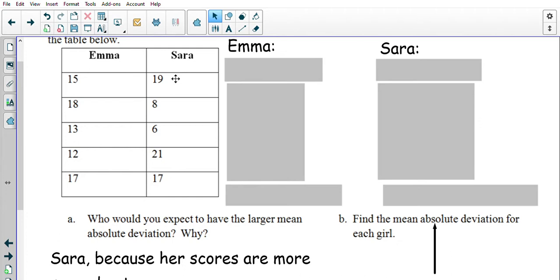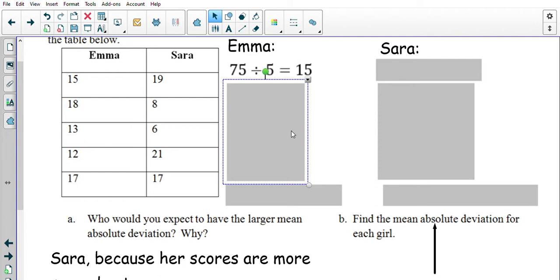So let's begin with Emma and let's find the mean absolute deviation for Emma's scores. So the first thing you need to do is find the mean of her scores. Pause the video and find the mean of Emma's scores. All right, so the sum of Emma's scores is 75. Divide by 5 since there are 5 scores. That's going to get us an average or mean of 15. So her mean score was 15.